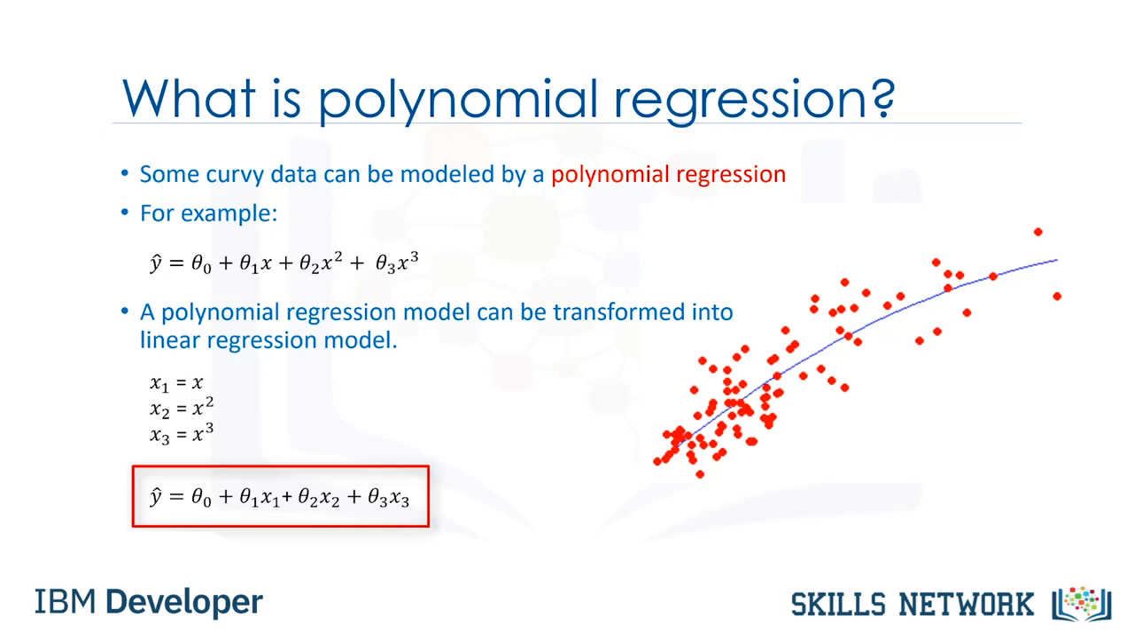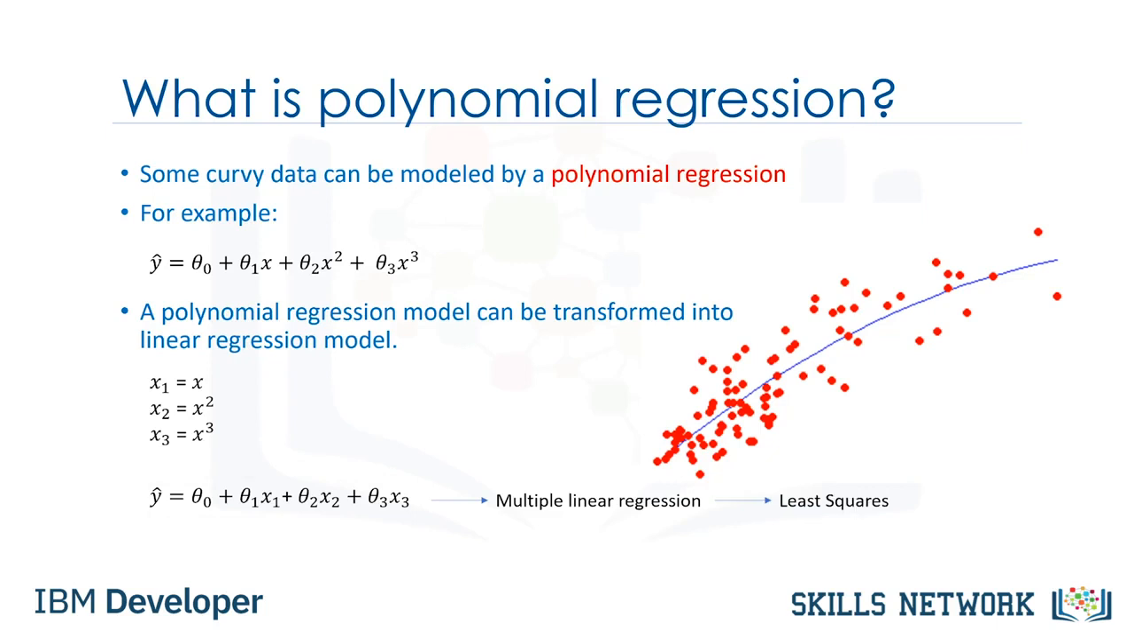This model is linear in the parameters to be estimated, right? Therefore, this polynomial regression is considered to be a special case of traditional multiple linear regression. So, you can use the same mechanism as linear regression to solve such a problem. Therefore, polynomial regression models can be fit using the method of least squares.